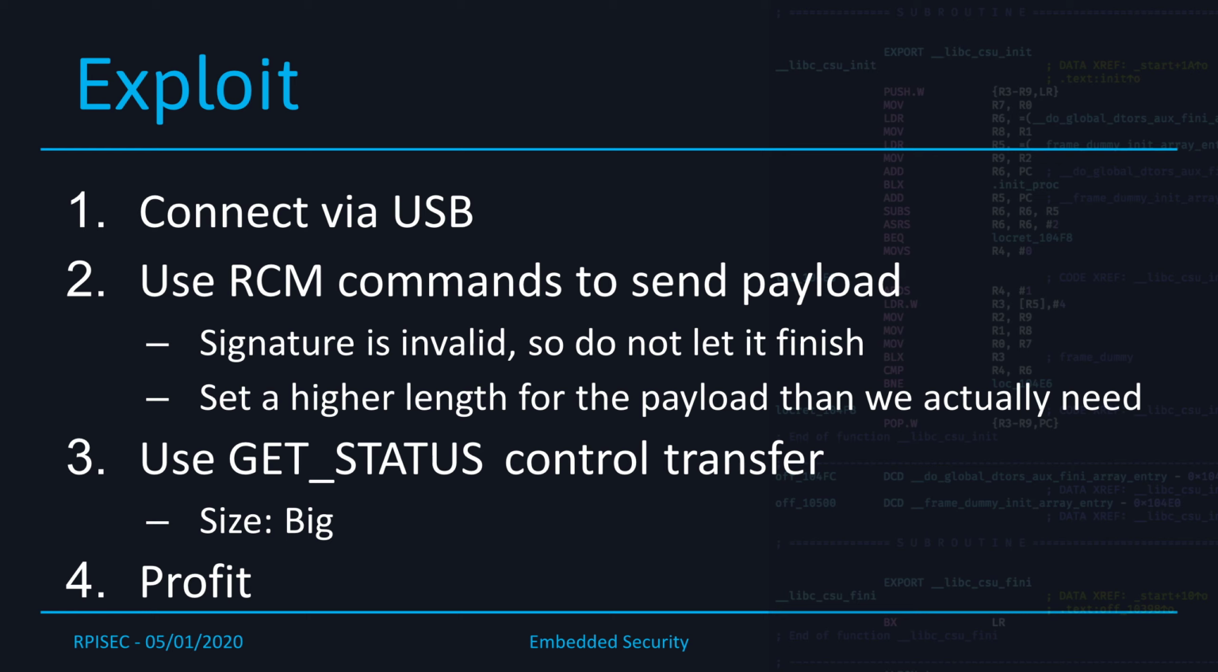And as I said earlier, you can have different USB endpoints triggering at the same time. You can send different packets at the same time. So you're going to be sending a RCM command that sends this payload so that it's writing this payload into memory, but before it finishes writing, you send the get status command that copies all this data on top of the stack. So you just set a higher length in your request saying your payload's bigger than it really is, so it doesn't actually finalize.